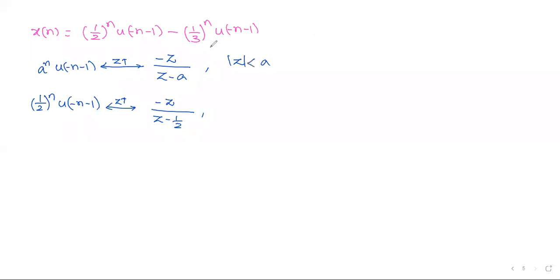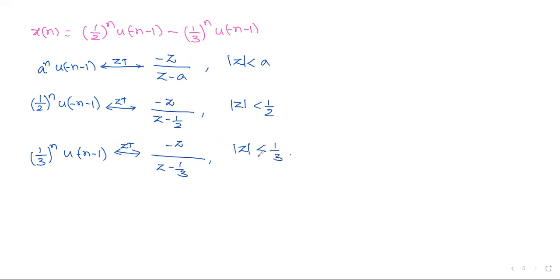Mod z is less than a because it's a left-sided signal. So now what will the ROC become? Mod z is less than 1/2. Similarly, (1/3)^n u[-n-1], the Z transform will become -z/(z - 1/3). So what will mod z become? Less than 1/3.